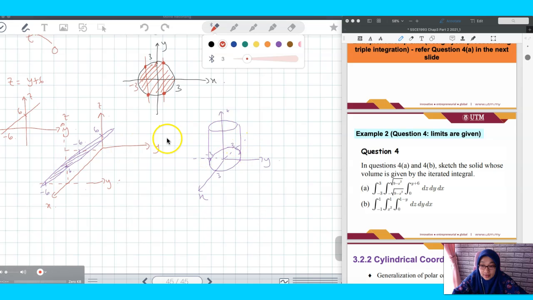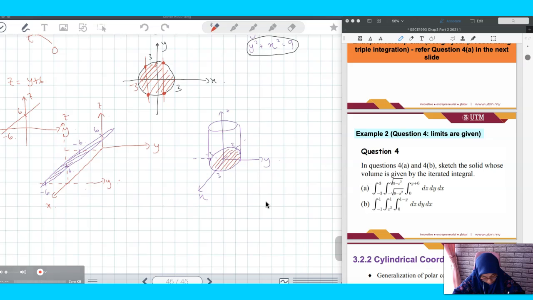You have to cut. Your lower bound is 0, z equal to 0. So this is your floor, and your upper bound is your roof. This one is coming from where it is at 6. This surface is a plane, which is part of the plane z equal to y plus 6. This one.